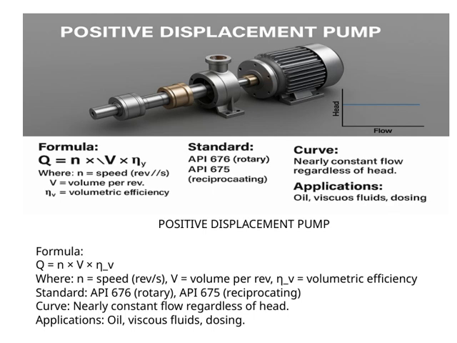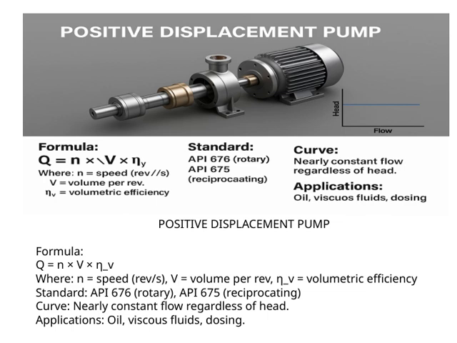The key formula here is Q equals N times V times eta. Now, Q represents the flow rate, which is how much fluid the pump moves. N is the pump's speed, measured in revolutions per second. V stands for the volume displaced per revolution, so how much fluid gets moved each turn, and eta is the volumetric efficiency, which accounts for any losses or inefficiencies in the process.